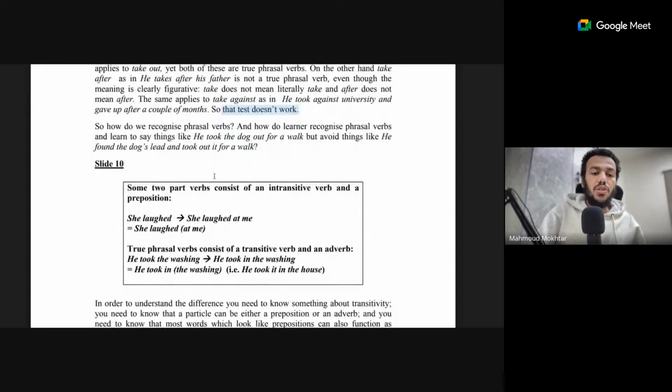So how do learners recognize phrasal verbs and learn to say things like he took the dog out for a walk, but avoid things like he found the dog's lead and took out it for a walk?